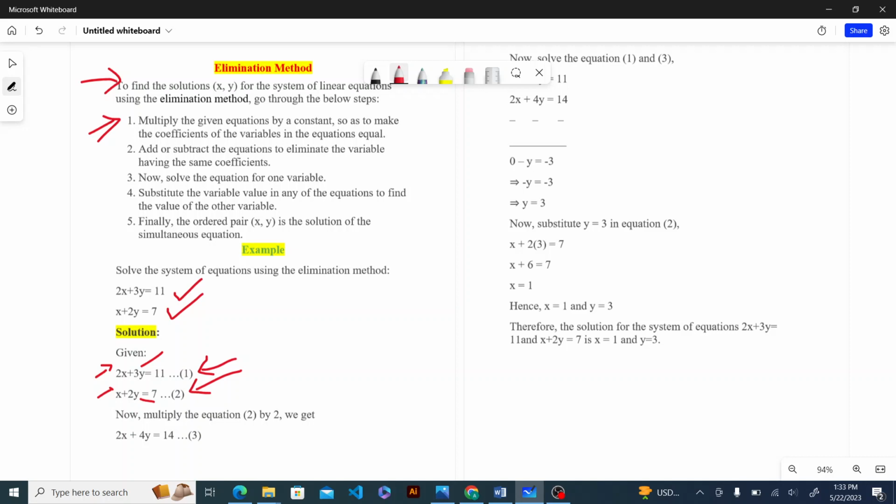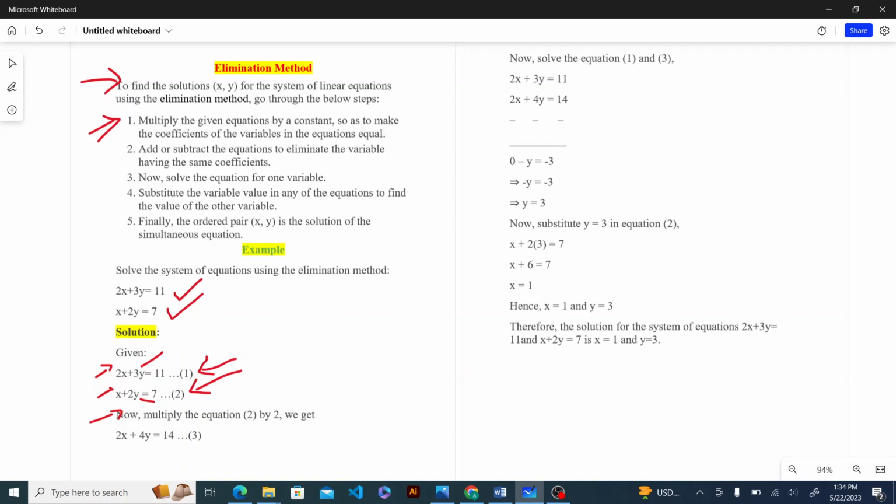One of the coefficients of the variables in the given two equations will be made equal by doing what? By multiplying one of the equations by any constant, so that we can make the coefficients of the variables equal. Okay, for the first step what we are going to do is multiply equation 2 by 2.